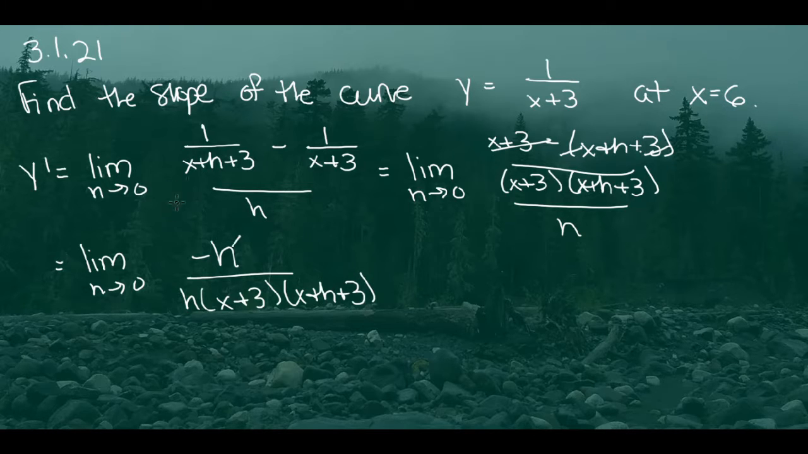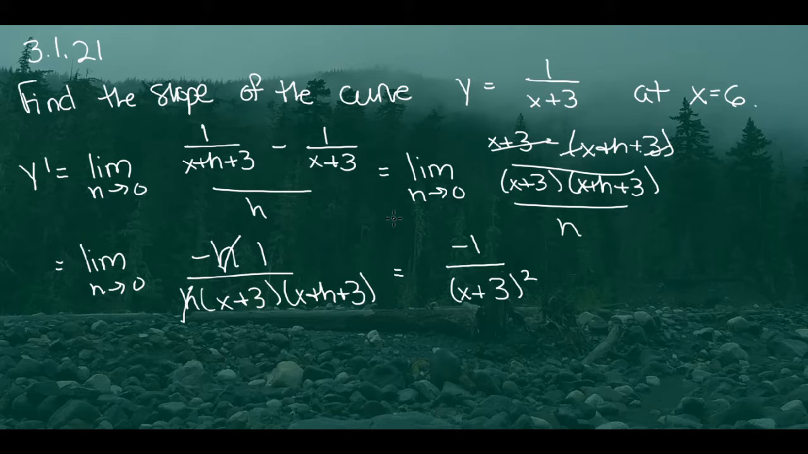And now these h's will cancel, right? So that cancels with that. And so I just have really negative 1 on top, right? Negative 1. And then on the bottom, I can take this limit as h goes to 0. So what do I have? I have negative 1 divided by x plus 3 times x plus 3, right? Because this h is going to 0. So I have negative 1 over x plus 3 squared. So that is my derivative.